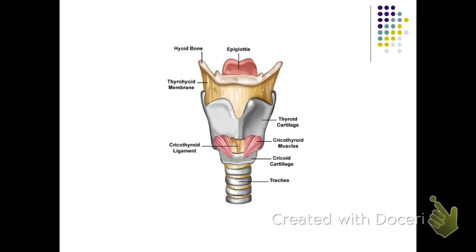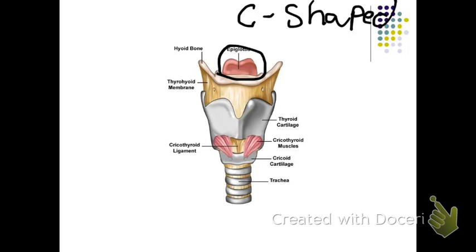Here's a model of all the structures that we talked about. So right here is the epiglottis, and it's kind of C-shaped, and some like to refer to it as kind of like a spoon shape. It has that concave structure to it.